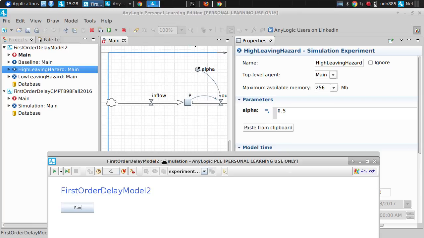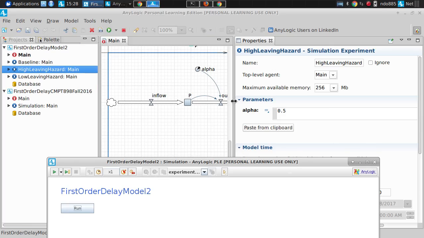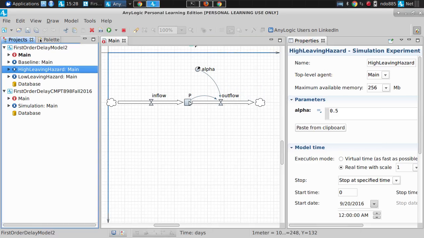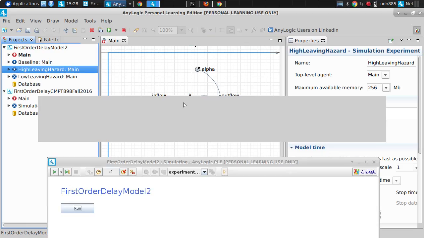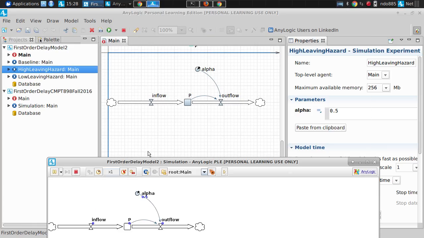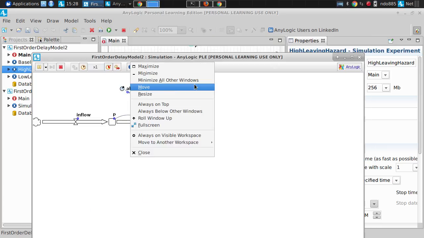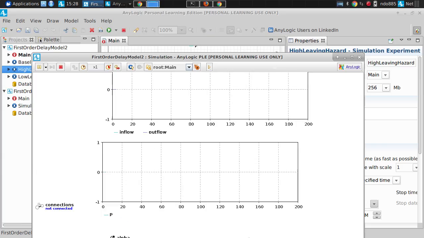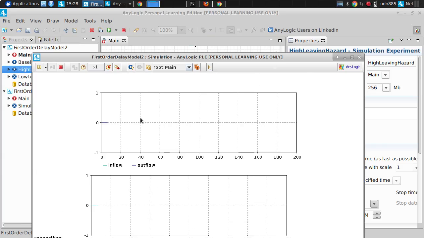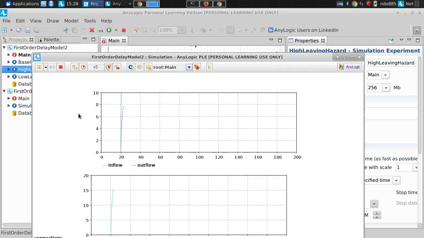What value of the stock is needed for the outflow to equal the inflow? The outflow is alpha times P. The inflow is 10. So what does P need to be to have alpha times P equal 10? 20. 20 indeed. So let's go run this. And it makes sense because the alpha is just 10 times larger, and therefore the equivalent value is 10 times less.